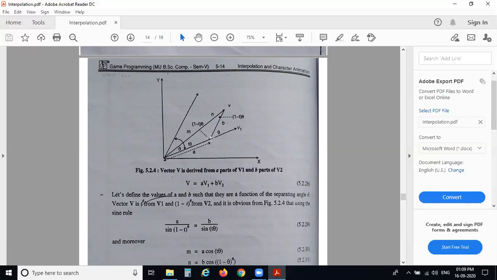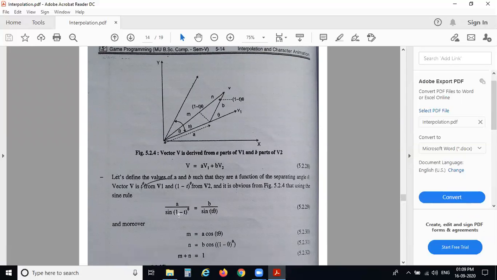Okay, let's see how the values of a and b are calculated. The equation is a divided by sin of (1 minus t) raised to theta, and it is equal to b divided by sin of t raised to theta. Now t theta is the vector v from v1, and the distance is calculated by taking 1 minus t raised to theta. And the vector v from the other vector v2 is calculated as t raised to theta.